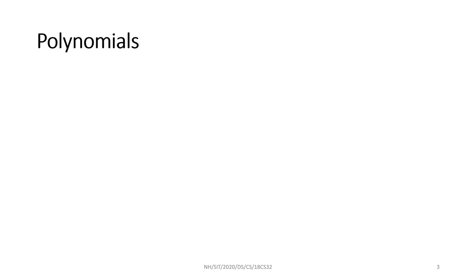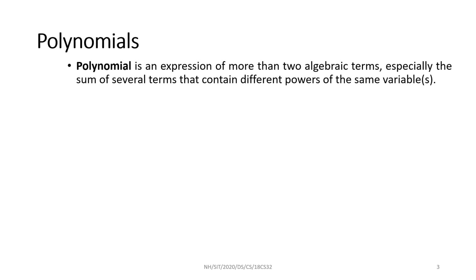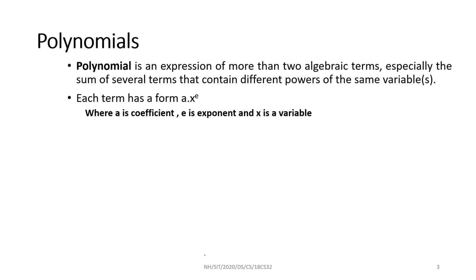Now we'll start with polynomials. A polynomial is an expression of more than two algebraic terms, especially the sum of several terms that contain different powers of the same variable. Like if A is a polynomial and the variable used in that expression is x, we write A of x in this way. Okay, we'll see that in this slide.